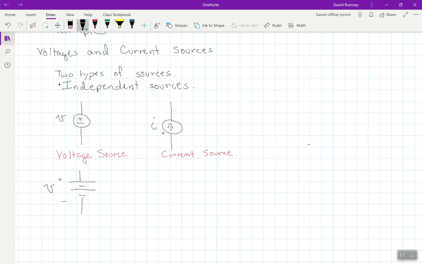And then we can also have a current source here, but for current sources we don't have an additional symbol like we have for the voltage. We just have this single current source.